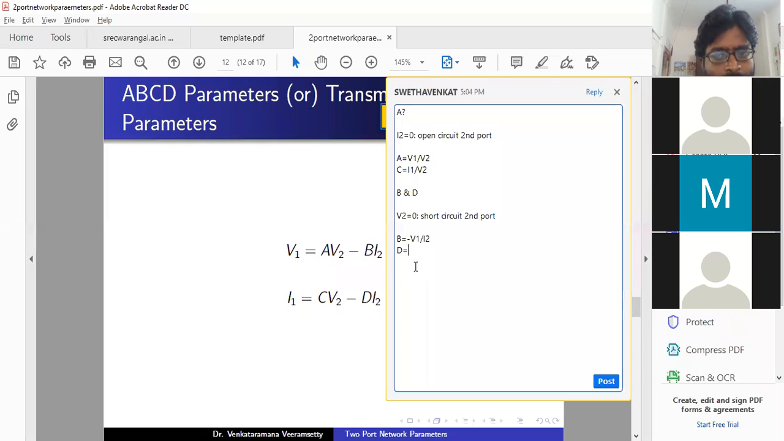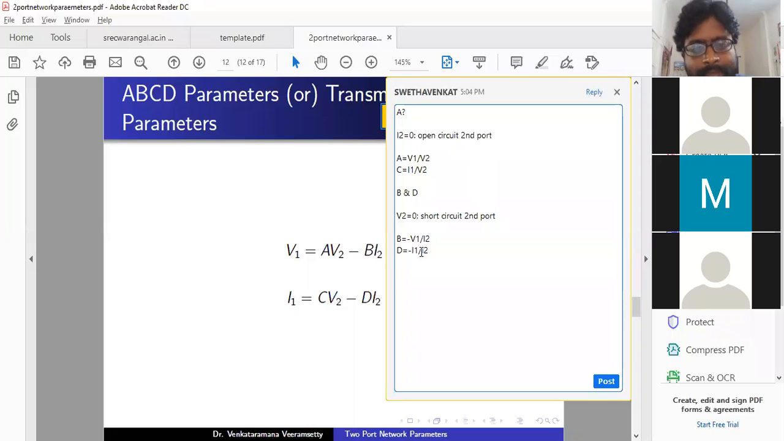Yeah. So now D equal to. When you make V2 equal to 0, that means the second port is short circuited. Then D equal to, from the second equation, with V2 equal to 0, I1 equal to minus D into I2, and D equal to minus I1 divided by I2.